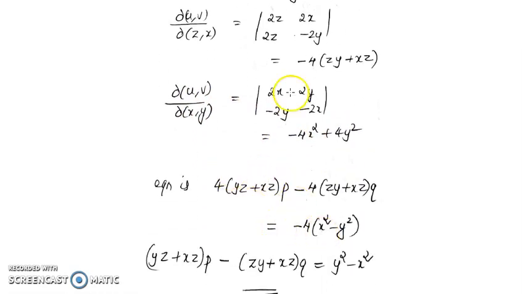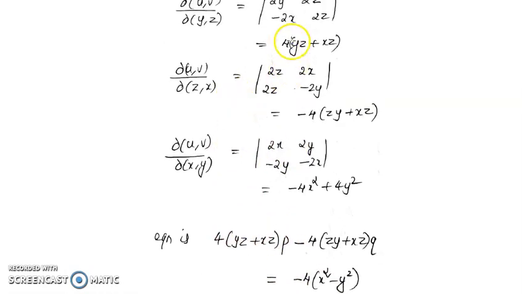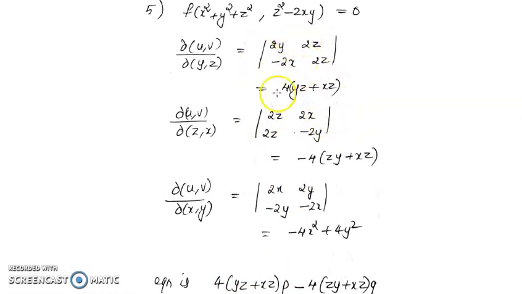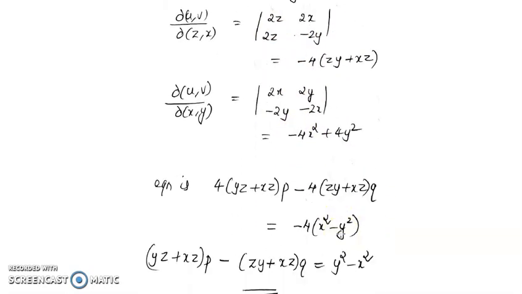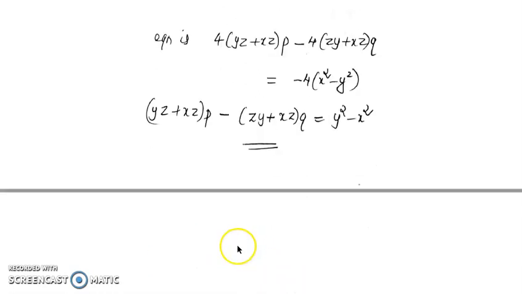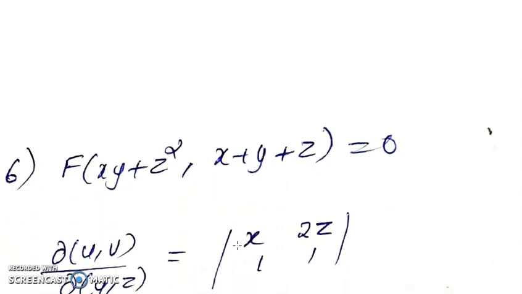So these are the coefficients of p, q, and this is the right hand side function respectively. So on substituting, you will get 4 yz plus xz p minus 4 zy plus xz q equal to minus 4 x square minus y square. So this is the required equation.